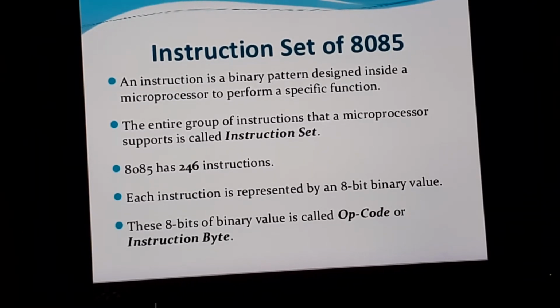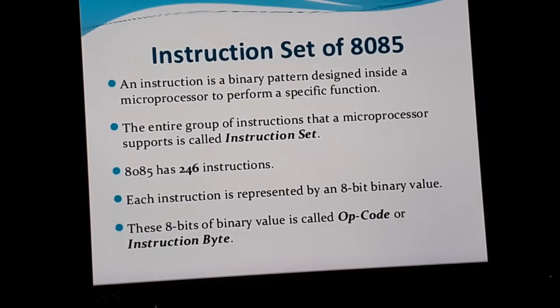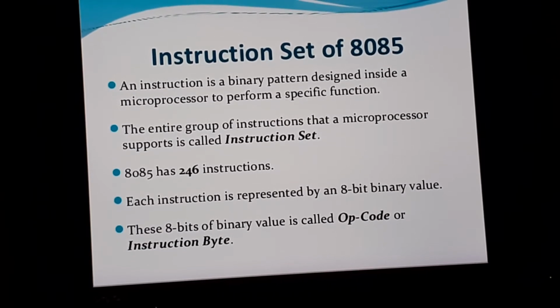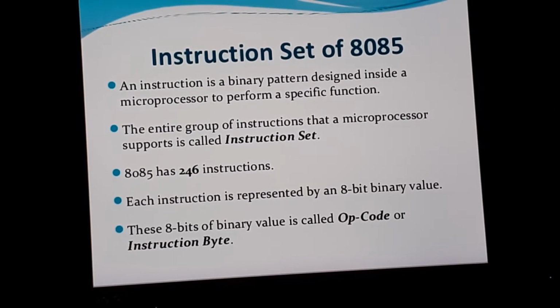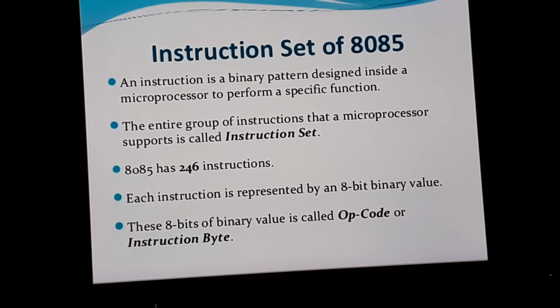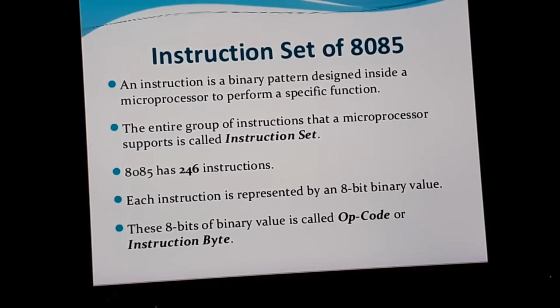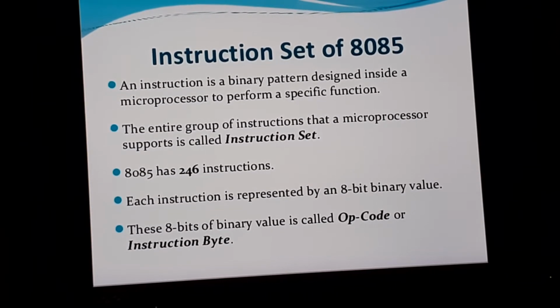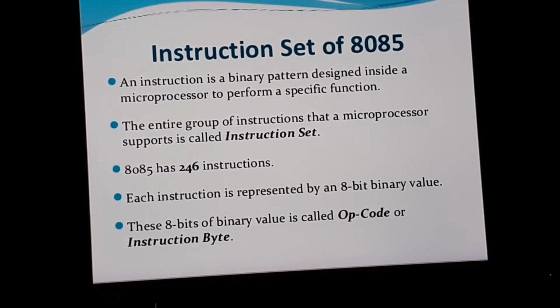It is nothing but a binary pattern which is designed inside a microprocessor kit to perform a specific function. Now, if we take a group of instructions, it is called an instruction set. We have instructions in this microprocessor that we have to study very well, and depending on these instructions, we have to write the program. The 8085 has a total of 246 instructions, but in the syllabus we have only 120, so we have to study 120 instructions very thoroughly. Based on those instructions we will have to write the program.